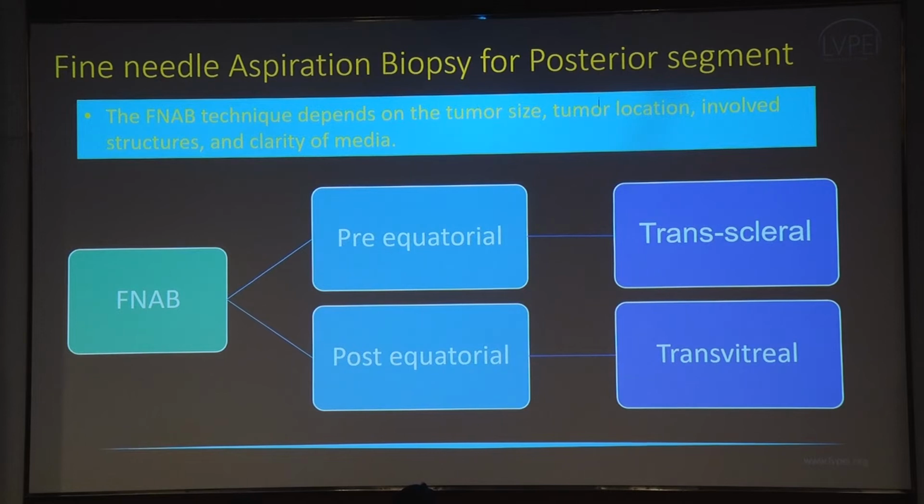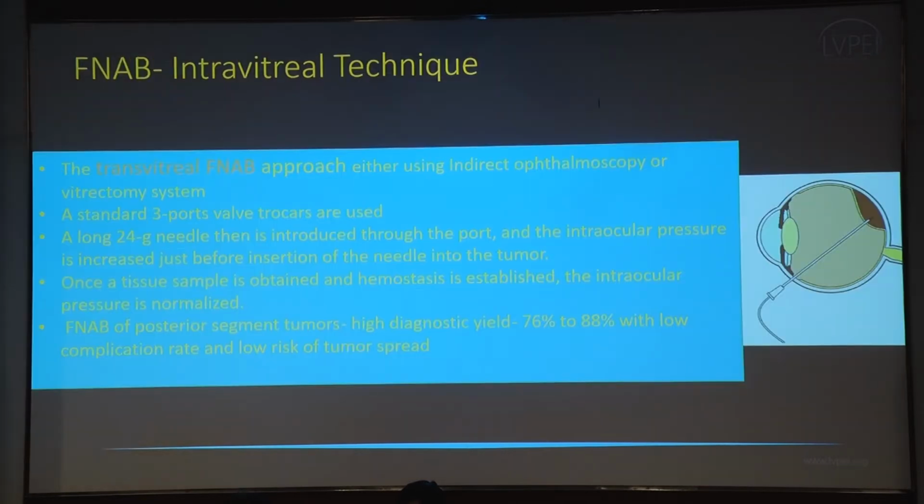Coming to posterior segment biopsies, again it can be either pre-equatorial or post-equatorial. For pre-equatorial lesions, we usually use the approach that is transscleral, and any kind of lesion which is post-equator or the posterior pole, I think transvitreal approach is the best way which we do. For fine needle aspiration biopsies, I think the technique we use is the intravitreal technique, and it can be used either using your indirect ophthalmoscopy or your vitrectomy systems. So I will show a case.